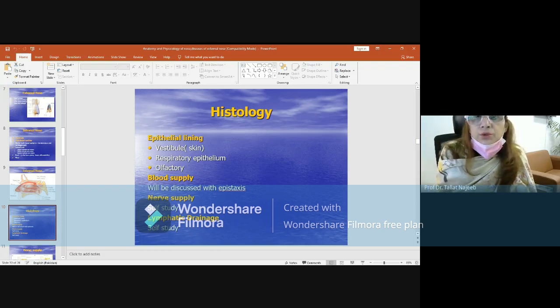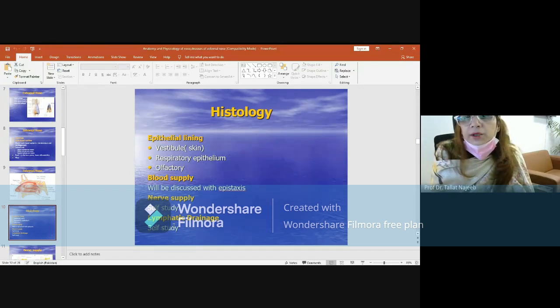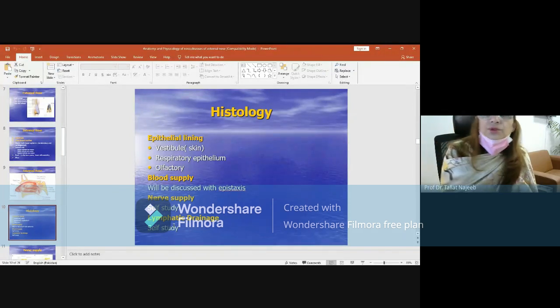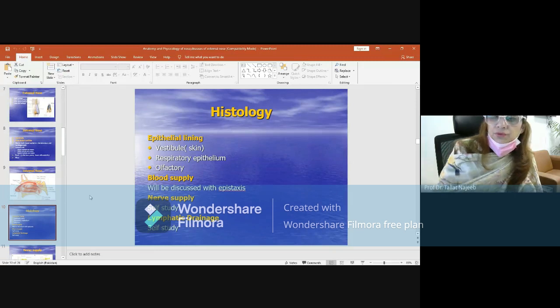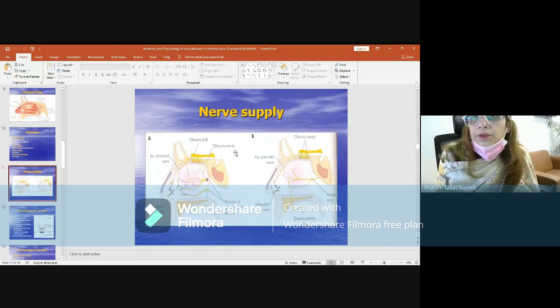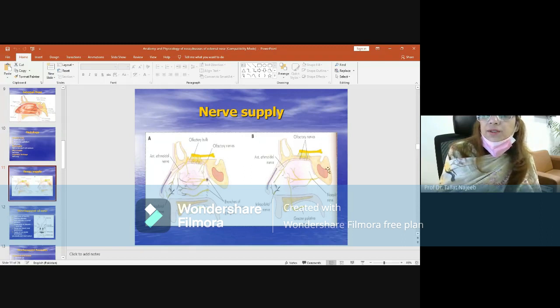So blood supply we will discuss with epistaxis, and you read the nerve supply and lymphatic drainage of the nose yourself. Most of the anterior part drains into the anterior cervical lymph nodes and the posterior part into the retropharyngeal lymph nodes. Then it goes into the deep cervical lymph nodes. So this is the nerve supply. You can see the olfactory nerve endings supplying the roof of the nose.